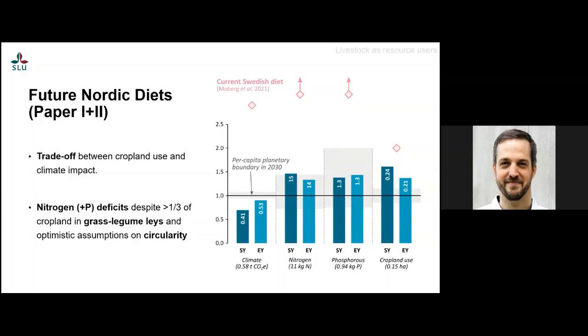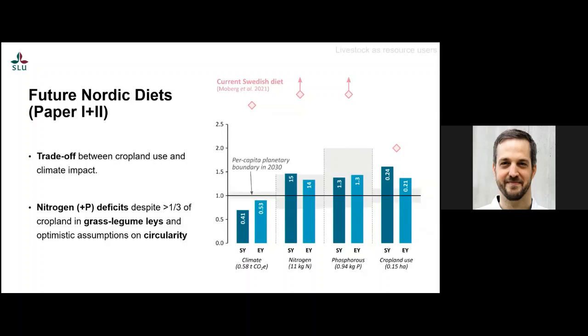However, in both scenarios, we could see nitrogen and phosphorus deficits. And this was despite that more than a third of all arable land was devoted to grass-legume leys that fixed nitrogen from the air, and that we included quite optimistic assumptions on the circulation of nutrients from society, from manure and food waste.